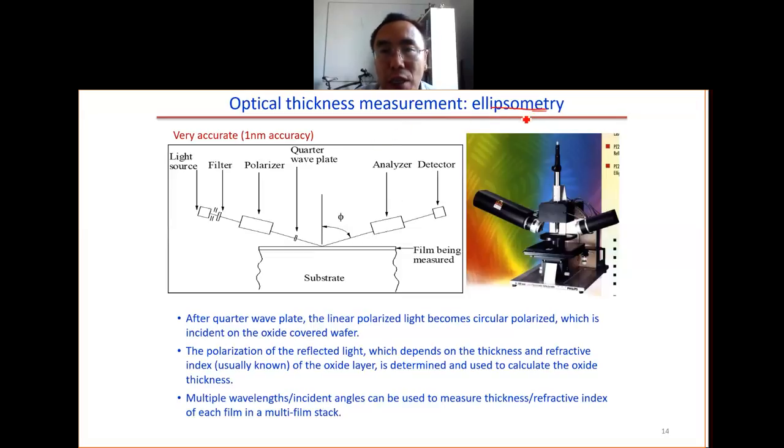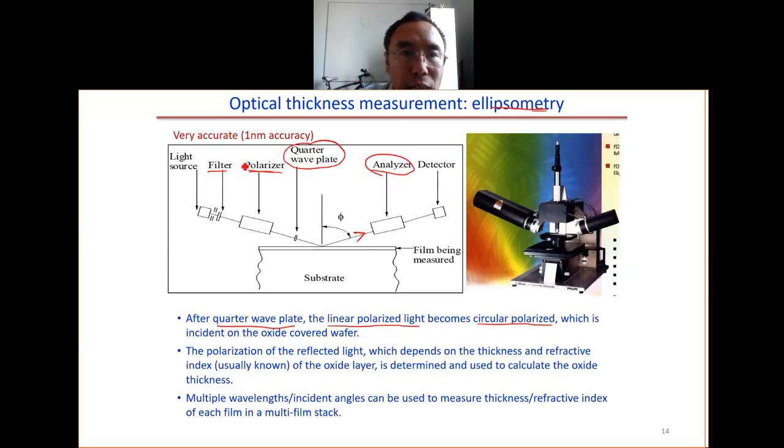I think maybe you have learned about ellipsometry. This is the optical method. So we have the light source, we have the filter, we have the polarizer. After this polarizer, we get linearly polarized light. Then we have this one called a quarter wave plate. After the quarter wave plate, this linearly polarized light will become circularly polarized. Then it shines on the wafer and gets reflected, and this one is the analyzer.